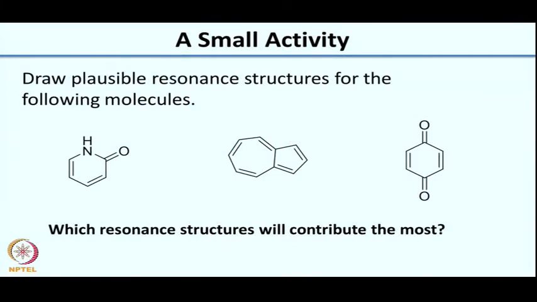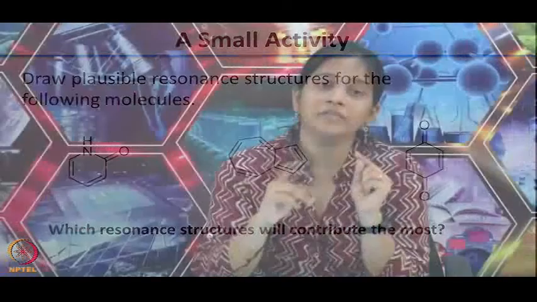So before we stop this lecture, what I would like you to do is, I would like you to do this as a mini homework where you try to draw plausible resonance structures for the three molecules that you see on the screen. And what you should figure out is which resonance structure will contribute more for each of these molecules. So remember the rules of resonance which I showed you in the earlier slide, and use the concept of arrow pushing to clearly show each of the resonance structures.